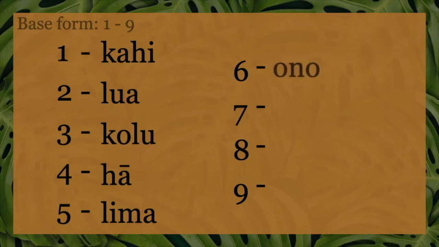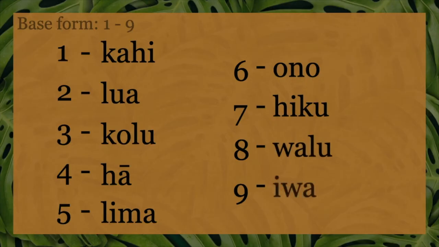6, ono. Notice there's not an okina before that o. Ono, not ono. 7, hiku. 8, valu. And 9, iva. Again, there is no okina before the i, iva.